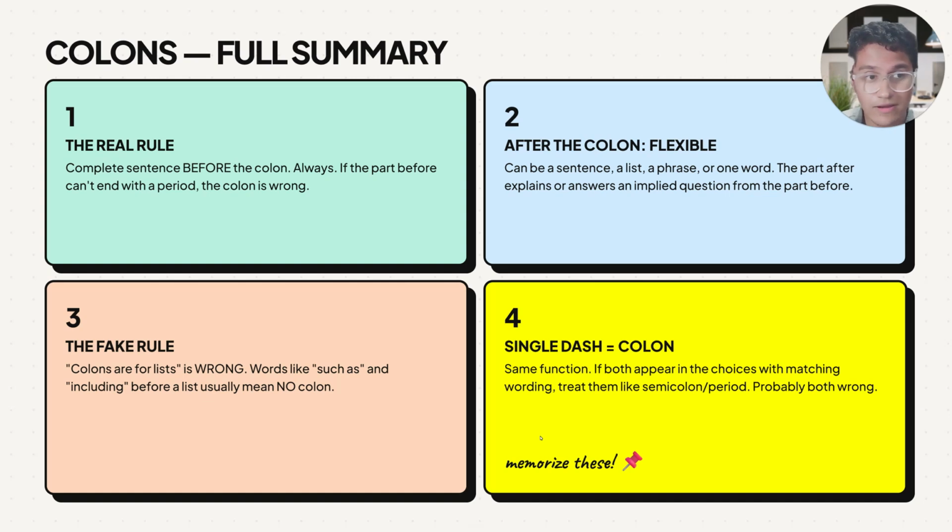The most important part where the SAT likes to trip you up is the fake rule, which now you shouldn't get wrong. Words like such as and including can introduce a list without a colon, so you can use many other cases without needing a colon. Then you have the single dash, which functions exactly the same way as a colon. If both appear in the answer choices with the exact same wording, then you probably know they're both wrong.